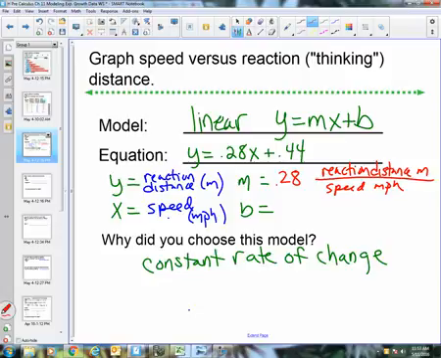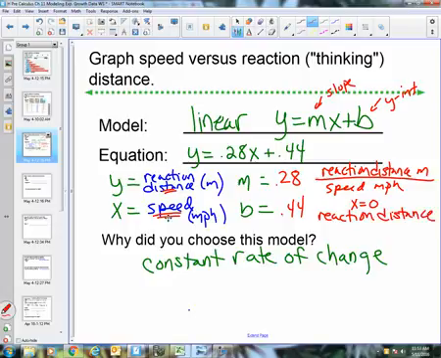The b value just in the equation is 0.44. We need to talk about what that is though. In slope-intercept form, this was the slope. This is the y-intercept. So what that's representing is when we're on the y-axis. That means when x is 0. And what does x mean again? The speed. So this is the y value, which is reaction distance. So this is the reaction distance when x is 0, which means when we're traveling 0 miles per hour.